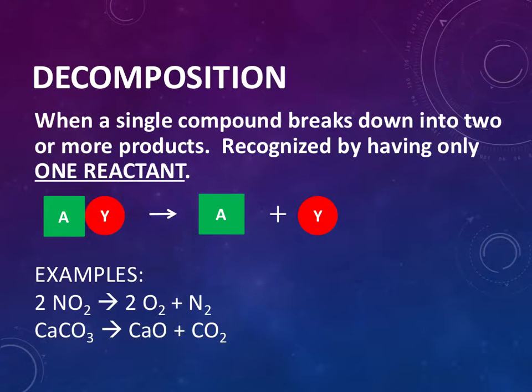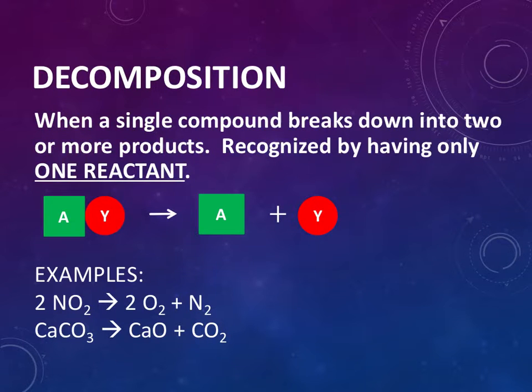Decomposition is basically the reverse of synthesis. Decomposition is when you take a single compound, that's the reactant, and you break it down into two or more products, right? So you recognize this by having only one reactant. Let's go back to our dance analogy again. Let's say you go to the dance with your sweetheart, and then all of a sudden you get into a big fight, and you decide that you're going to split up at the dance. So you came as a couple, but now you're going home as two singles, right?